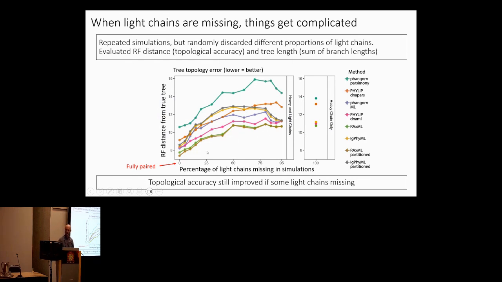And we can see that as we discard light chains across all of the methods we test, we get ever increasing error in tree topology. But we still have an improvement in tree topology inference, even if about 40 to 50% of the cells are missing a light chain. So we can still have topological accuracy improvement, even if many cells are missing light chains.